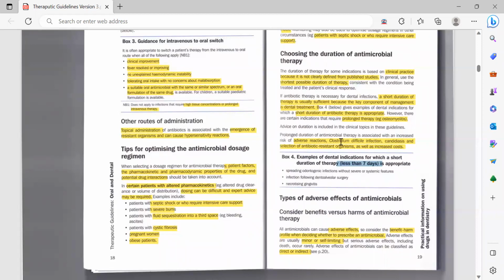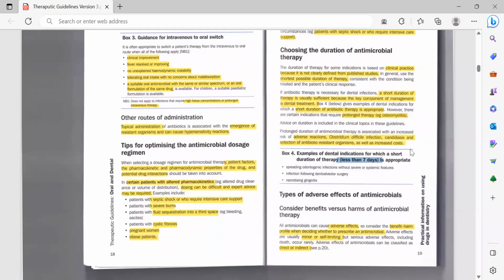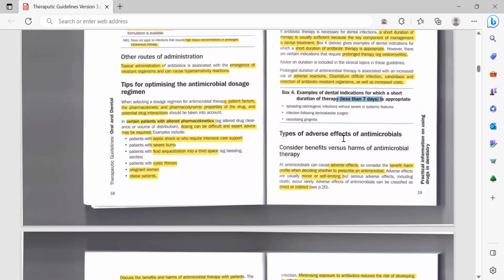And why do we not prescribe the antibiotic for a long duration? Because prolonged duration of antibiotic therapy can lead to increased risk of adverse reactions, Clostridium difficile infection, candidiasis, and selection of antibiotic resistance, as well as increased cost. So for the duration, we will be prescribing for less than 7 days, which is 5 days. And why do we not prescribe for longer? Because of these risks.